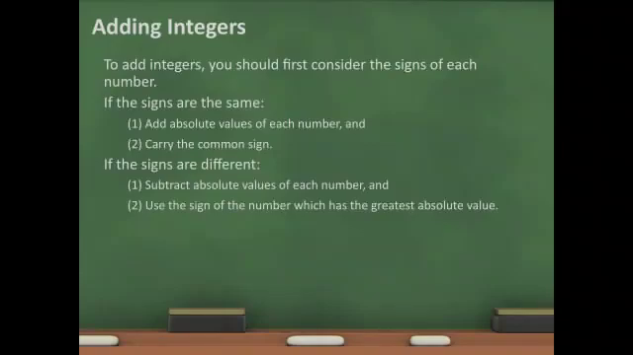To add integers, you should first consider the signs of each number. If the signs are the same, add the absolute values of each number and carry the common sign. If you are adding integers whose signs are different, then subtract the absolute values of each number and use the sign of the number which has the greatest absolute value.